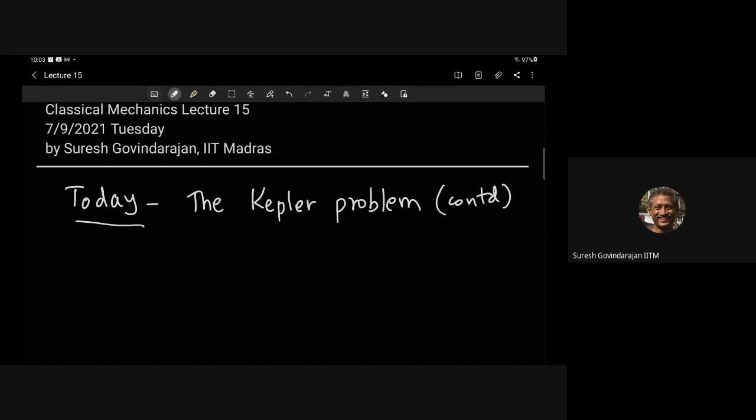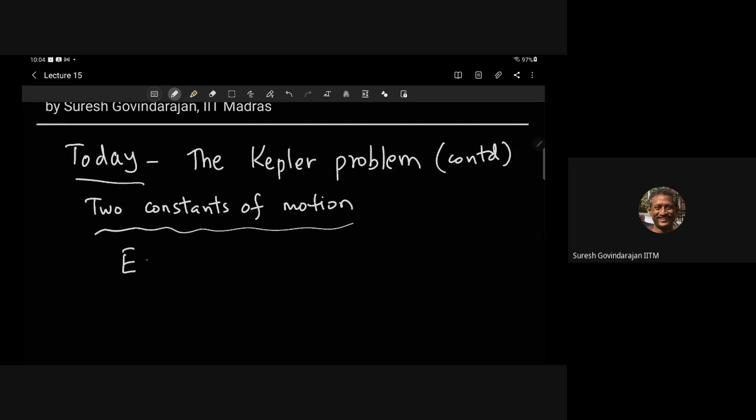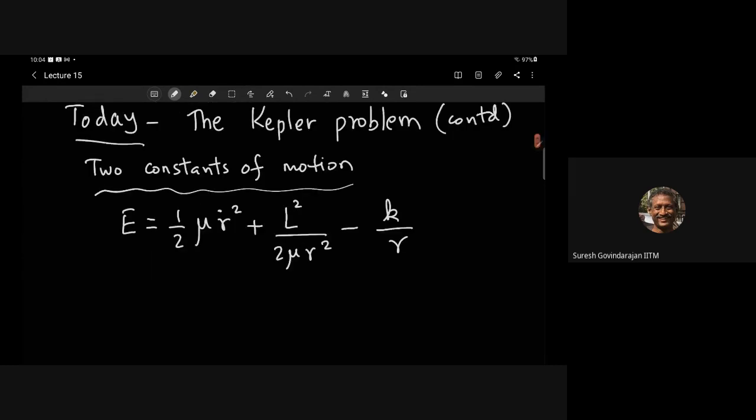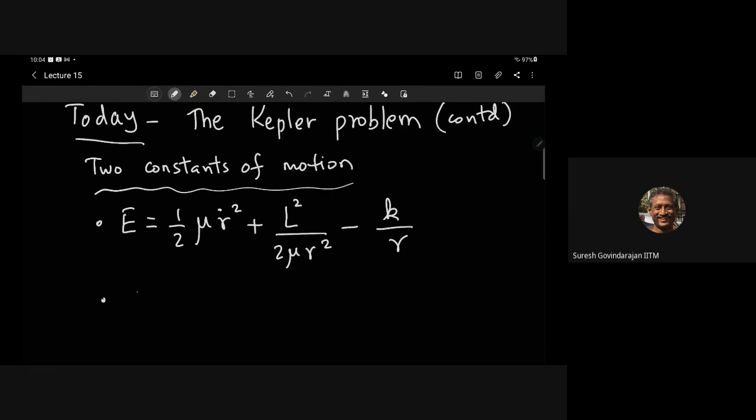Okay, so good morning. We set up the Kepler problem last time, and we had two constants of motion. One was the energy. We decoupled the center of mass, so we are not looking at that. The second one was P phi, which is equal to Lz, which is equal to mu r square phi dot.